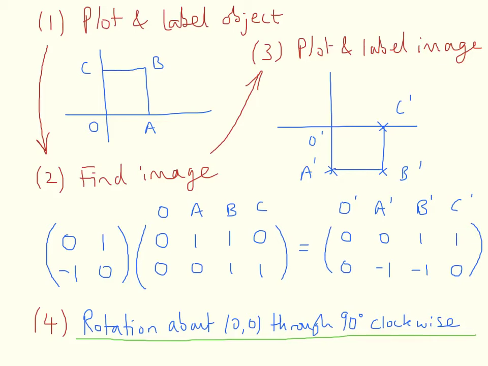Here's a really important point. Can you see that if we didn't have the labels on our diagrams of the object and the image, we might be completely misled? It could look like it's a reflection in the x-axis. That's why it's so important to label both your diagrams.